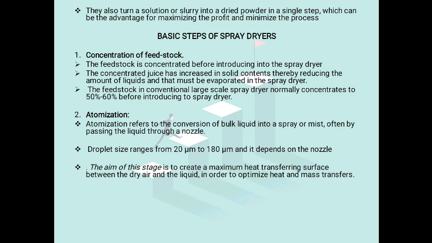Atomization. Atomization refers to the conversion of bulk liquid into a spray or mist, often by passing the liquid through a nozzle. Droplet size ranges from 20 micrometers to 180 micrometers and it depends on the nozzle. The aim of this stage is to create a maximum heat transferring surface between the dry air and the liquid in order to optimize the heat and mass transfer.